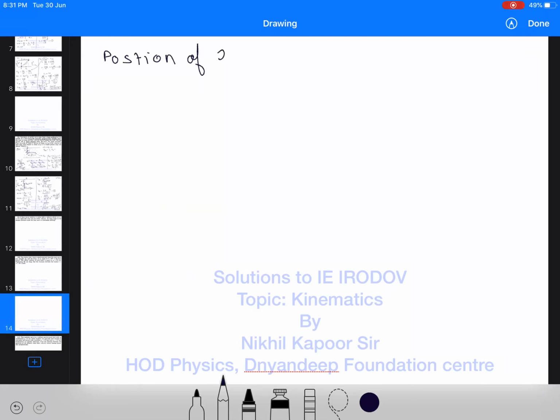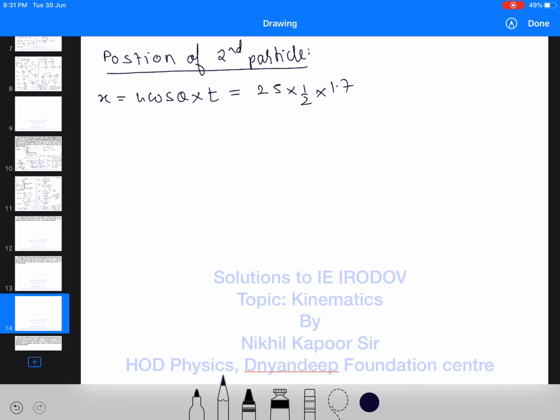Now let's calculate the position of the other particle, which is thrown at 60 degrees. Position of the second particle. Now I can find the x coordinate of the second particle, that is u cos theta into t. This is 25, cos 60 is 1 by 2, into 1.7. We have already multiplied 1.7 and 25, which is 42.5, and half of it is 21.25 meters.